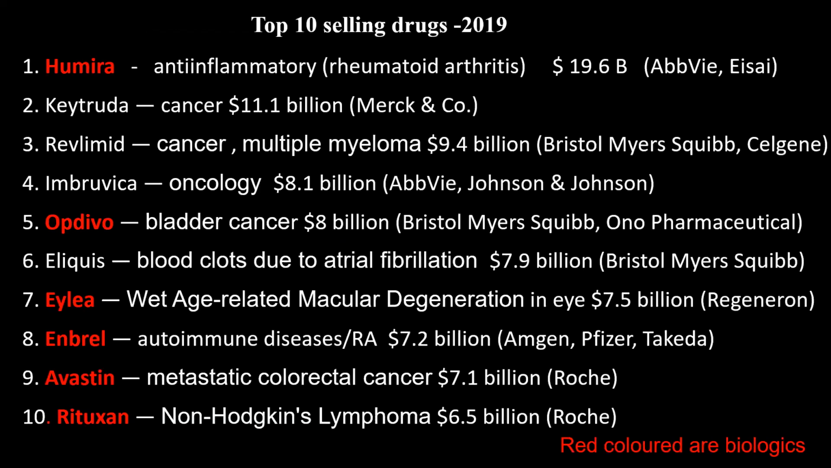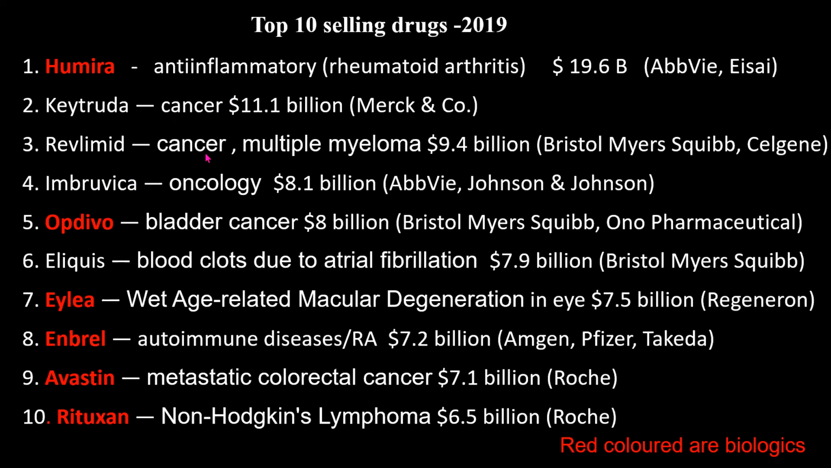Actually, these are some top-selling drugs. This is 2019 data. This is an anti-inflammatory used for rheumatoid arthritis. It's called Humira, manufactured by AbbVie. 19.6 billion US dollar sales. That's huge.